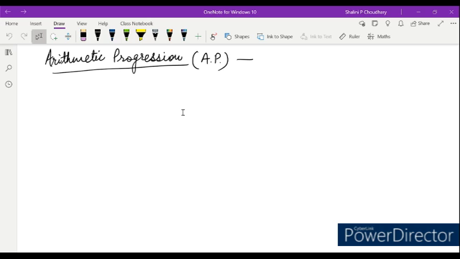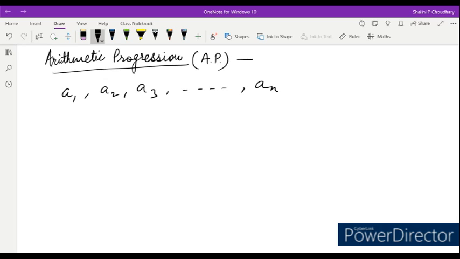In our last class, we started sequences and series. So today we'll only talk about arithmetic progression. So what is arithmetic progression? If we have a1, a2, a3 up to an, this sequence is there.